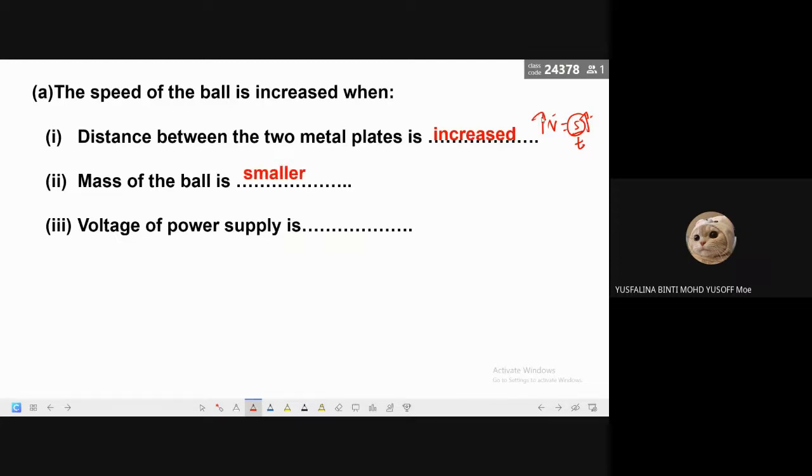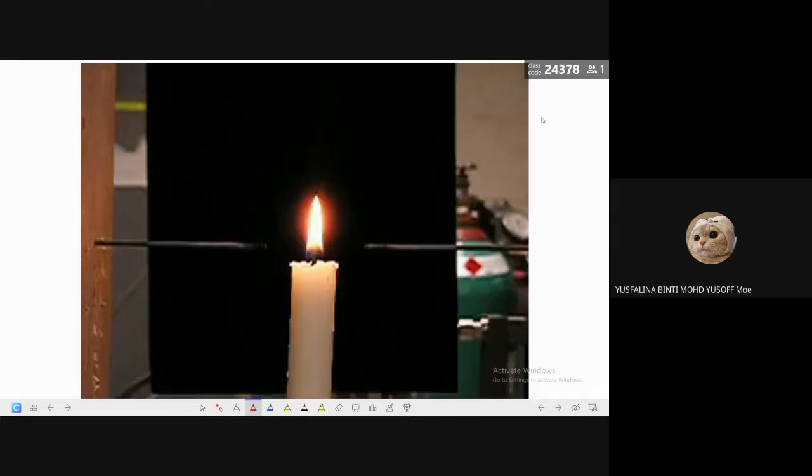If the mass of the ball is smaller, of course the object will move faster. And the voltage of the power supply is increased. When the voltage increases, it means the electric field becomes stronger, right, and it has more charge. So that's why when the voltage of the power supply is increased, it can cause the speed of the ball to also increase.